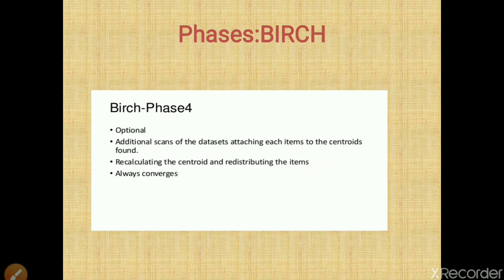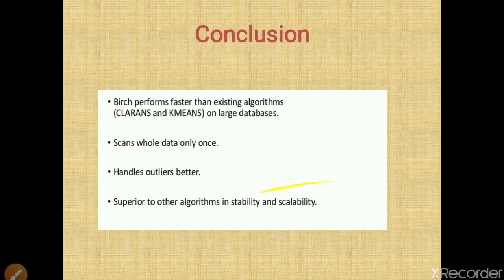So in this phase 4 you have to additionally scan the entire data set, find the centroid and recalculate the centroid if any outlier is present. And these are all the main phases. Now we will see the main conclusion. The BIRCH performs faster than any of the existing algorithms like CLARANS or k-means on large databases.